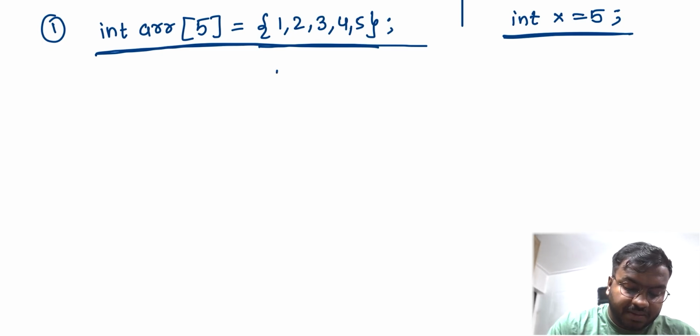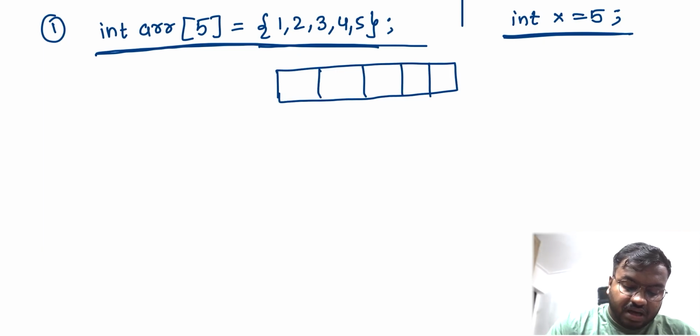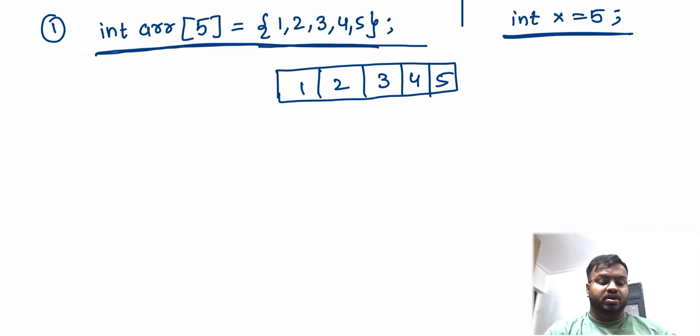So what will happen behind the scenes? Behind the scenes, an array will be created like this, and then 1, 2, 3, 4, 5 will be stored in this particular array.